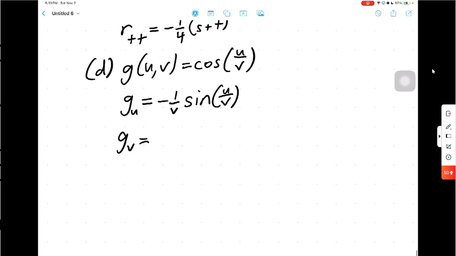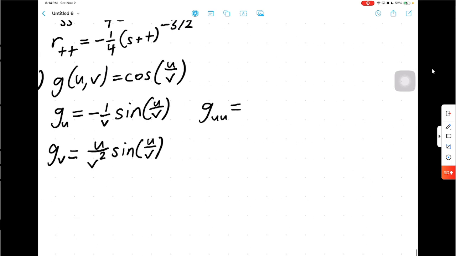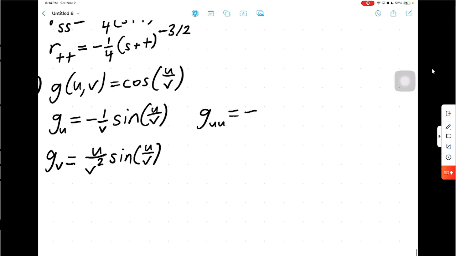Gv is the same idea. But in this case, we have the negative sine of u over v. Here, with respect to v, that is negative u over v squared, so you get u over v squared. G of uu is going to be just the derivative of the sine here, which means that we get another 1 over v cosine of u over v again.